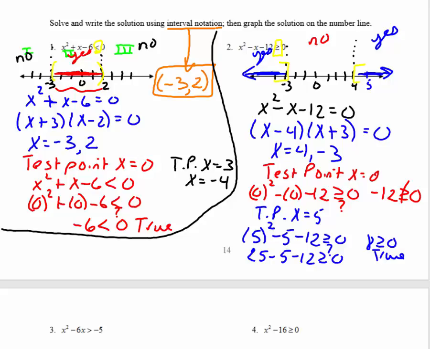So now we need to do interval notation. Interval notation says go from left to right and show me what you shaded. So I've shaded from negative infinity to negative 3 with a bracket. Put a U in between, that means a union. So, or, what's the next piece you shaded? From 4 to infinity. So negative infinity to negative 3 with a bracket, union, meaning or, then the next piece is 4 to infinity. That's how you write interval notation when they're separated.